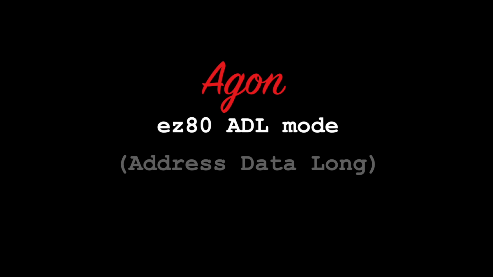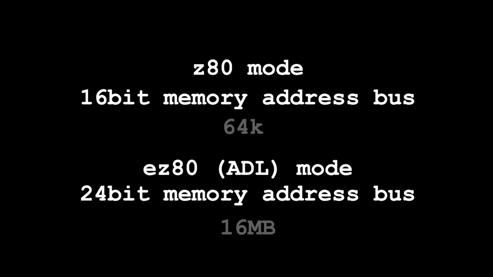But what about our Agon, our EZ80, which runs in ADL mode? ADL stands for Address Data Long. So what does that mean? Well, our Z80 had a 16-bit memory address bus, which means in total it can look at 64K of data at any one time. The EZ80, running in ADL mode, can actually address 24 bits of memory. This means, in theory, it could look at over 16 megabytes of data.